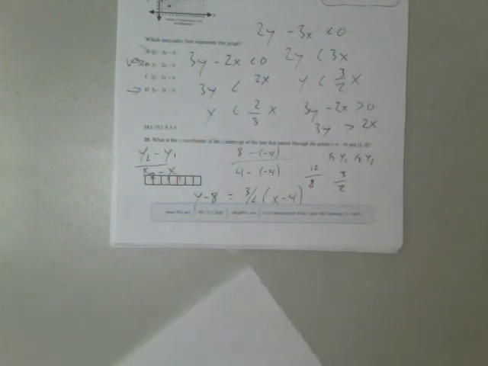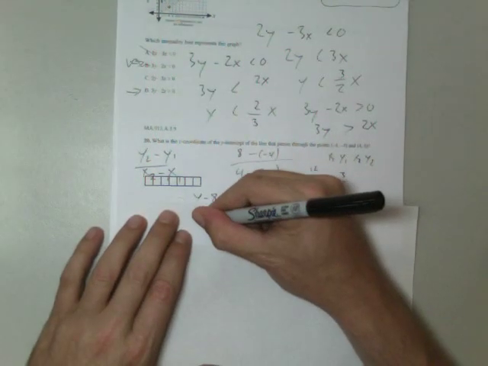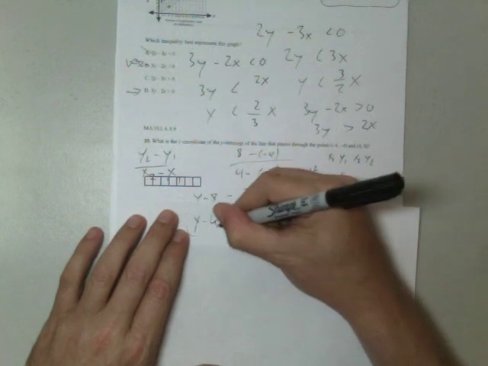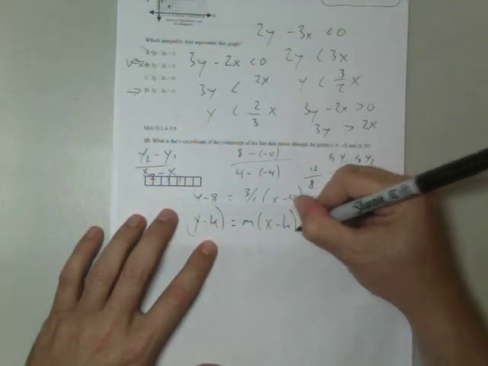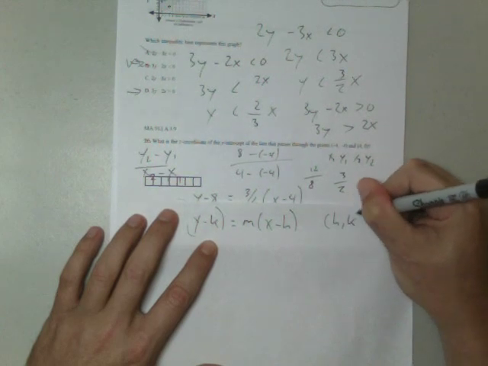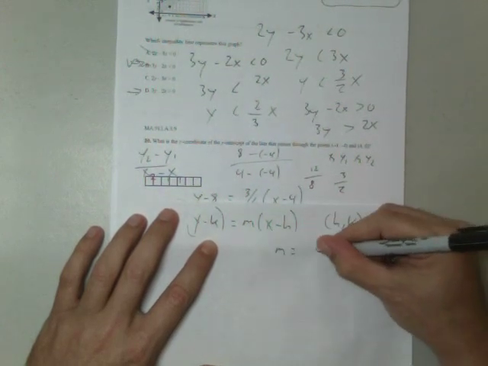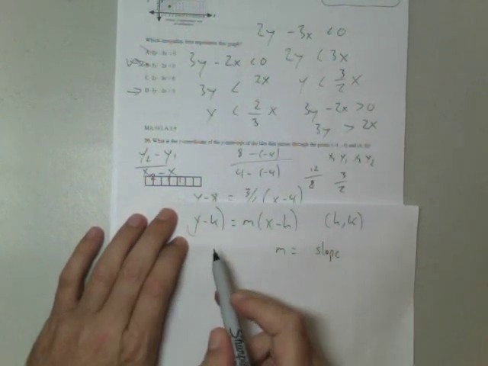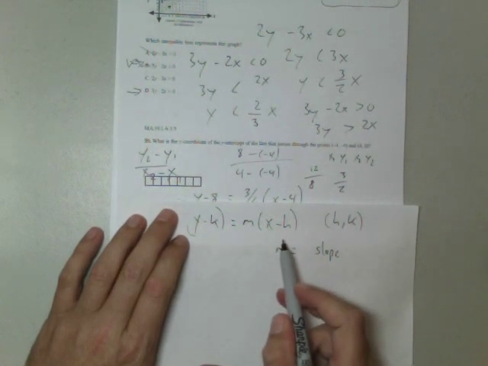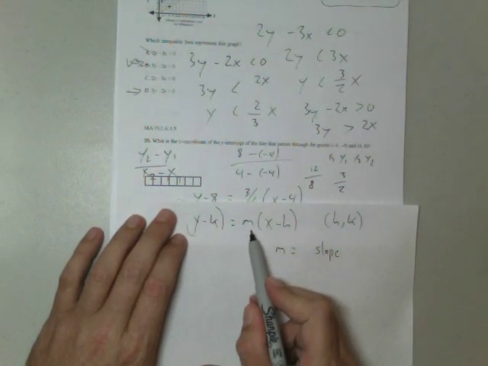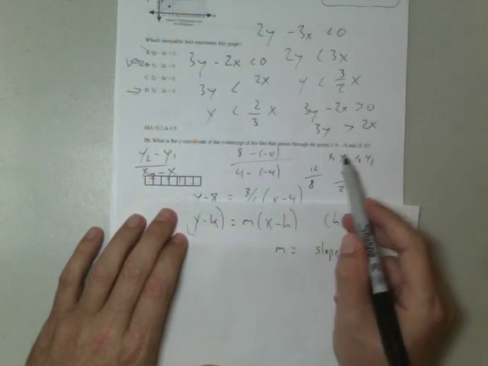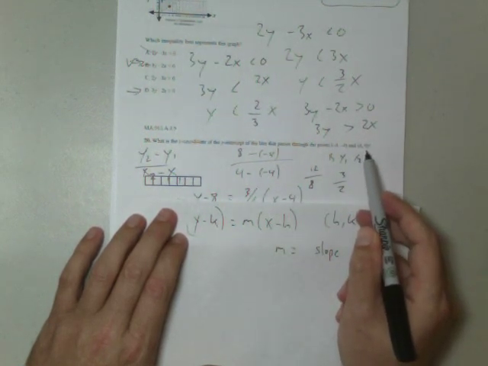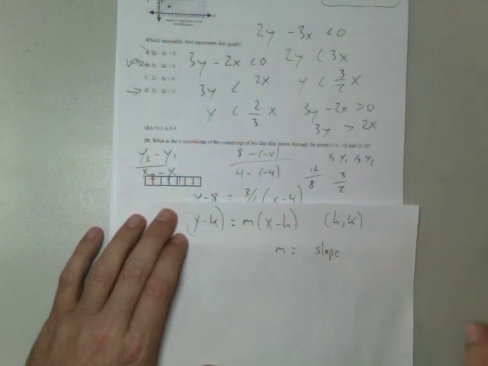And this follows from y minus k equals m times (x minus h) with the point (h, k), where m is my slope. This is a general equation of the line with slope m and point (h, k). So we find the slope because we have 2 points. We can find the slope, and then I use this point because it has 2 positive numbers.